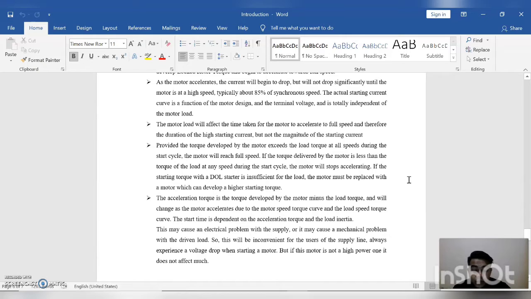So this will be inconvenient for the users of the supply line, who always experience a voltage drop when a motor is starting, but if this motor is not a high power one, it does not affect much.